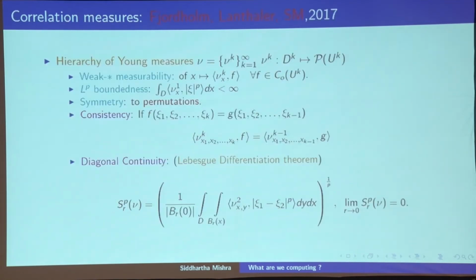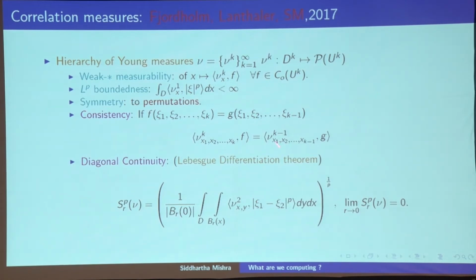One can be brave and try to do that, and this was done a couple of years back with Fjordholm and Lanthaler. We introduced a class of objects which we call correlation measures. These are nothing but formalizing correlations. The idea is that each of these objects is a Young measure that is defined on tensor product spaces. Now we necessarily have to use tensor product spaces, taking values in probability measures on tensor product phase spaces. Lots of technical conditions, but just think of it as correlations. So this is the law of the measure corresponding to the law of correlations.